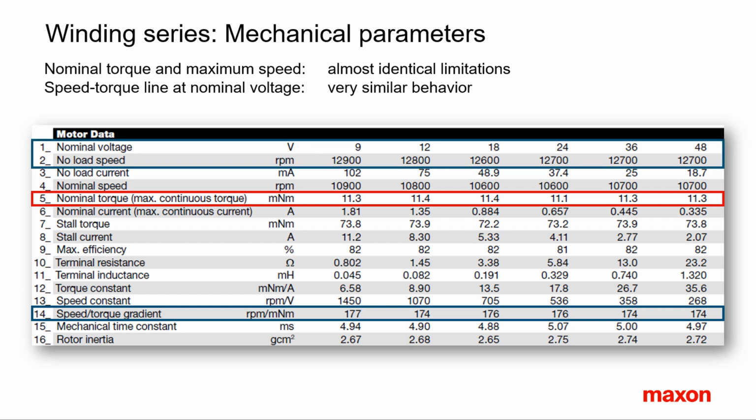The particular nominal voltage of each winding is selected to give a similar no-load speed for all the windings. Essentially, this means that from a mechanical point of view, there's hardly any difference between the windings. Each one can do the job. The difference lies in the electrical characteristics.